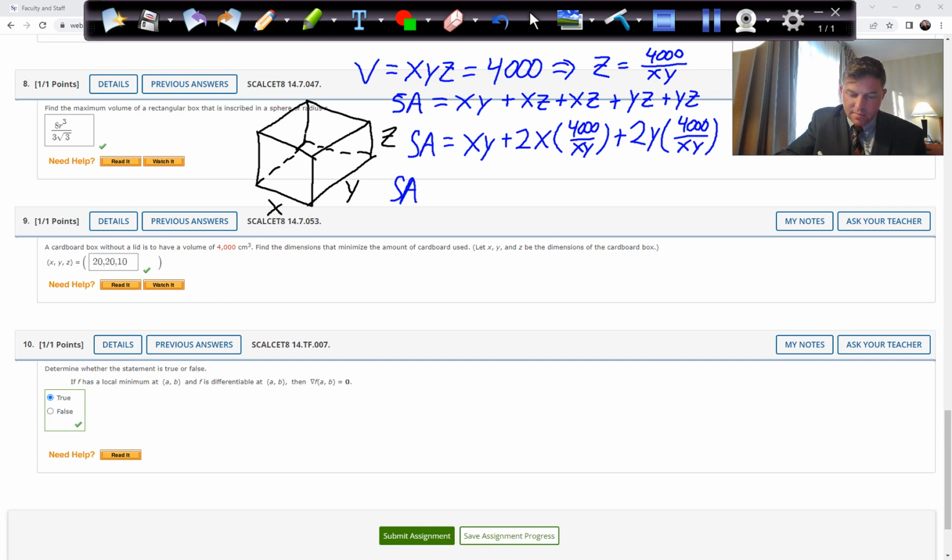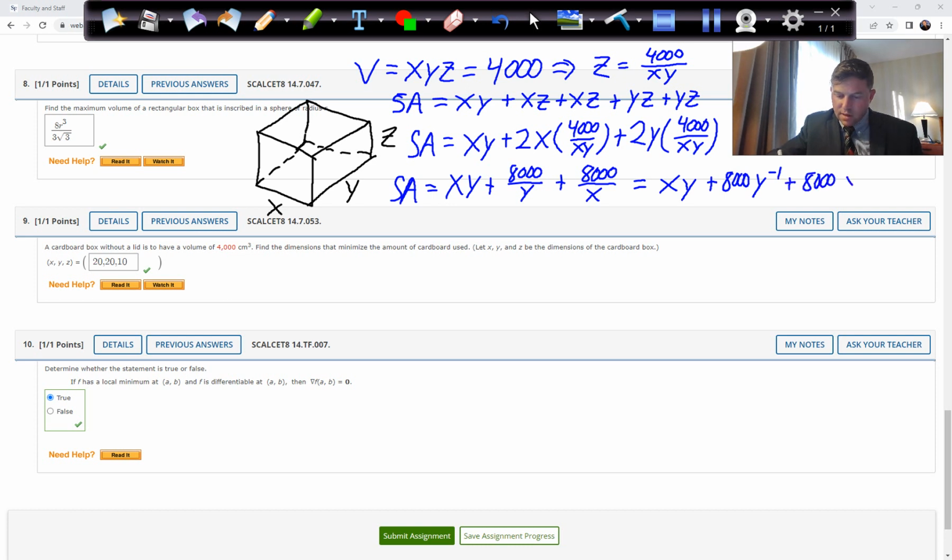And then we can distribute this 2 and cancel those x's, and we'll get 8,000 over y. And then similarly, we will distribute this 2 to the top and cancel these y's and get 8,000 over x. And I'll probably write this just to make the derivatives easier: xy plus 8,000 y to the minus 1 plus 8,000 x to the minus 1. 8,000, not 80,000.